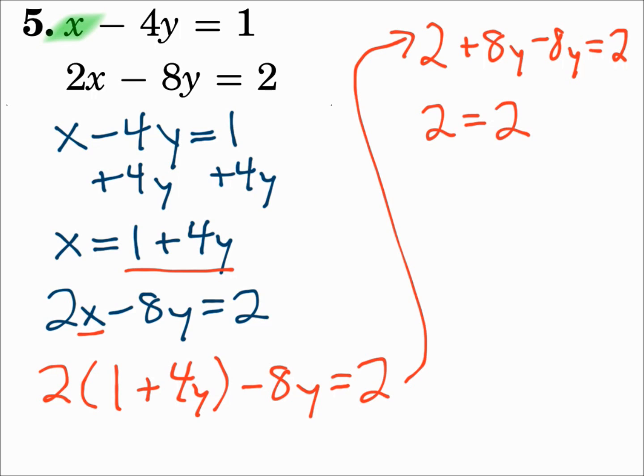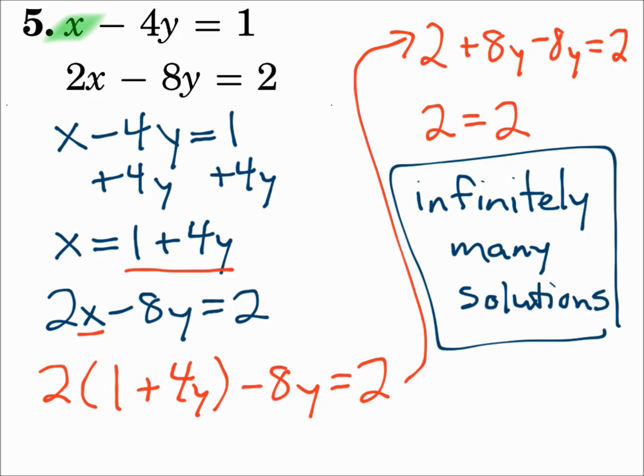Now this is one of those situations where the variables canceled out completely. So now we have to ask ourselves, is this a true statement or a false statement? 2 equals 2, that's a true statement. So that means that there are infinitely many solutions. If the remaining statement was false, it would have been no solution. Since it was true, there's infinitely many solutions. This is when two lines overlap each other, becoming the same line.